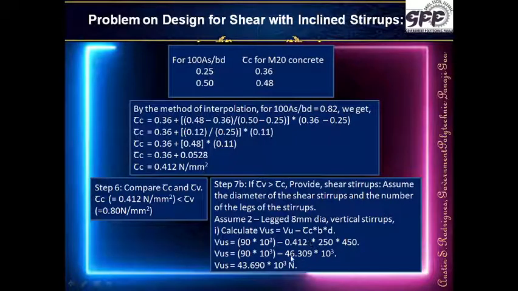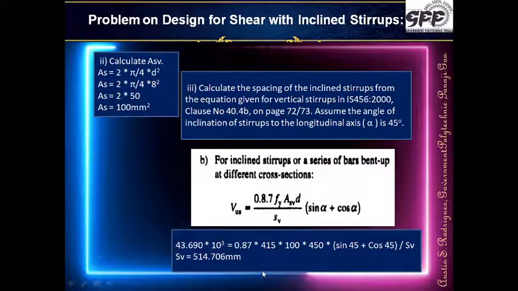So VUS is equal to 90 into 10 raised to 3 minus this value, which comes down to 46.309 into 10 raised to 3. So VUS comes to 43.690 into 10 raised to 3 Newton. So we have to provide the inclined shear stirrups to resist a shear force of 43.690 into 10 raised to 3 Newtons.